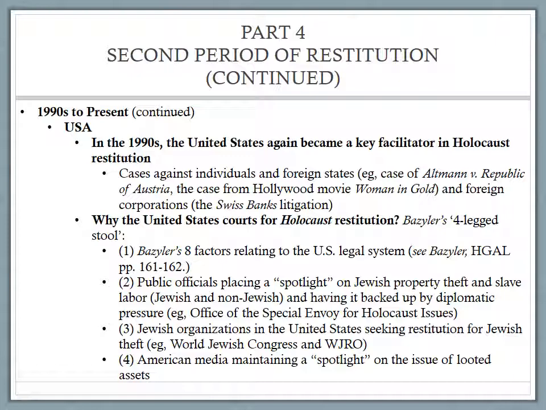Now, looking quickly at the second factor, public officials placing a spotlight, beginning with Bill Clinton, there has been in the United States an Office of the Special Envoy for Holocaust Issues at the United States Department of State. The first special envoy was Stuart Eizenstat. Ambassador Eizenstat and the Office of the Special Envoy have helped broker large-scale settlement agreements with Swiss, German, Austrian, French, and other European countries addressing property restitution of all types and payments for slave and forced labor.